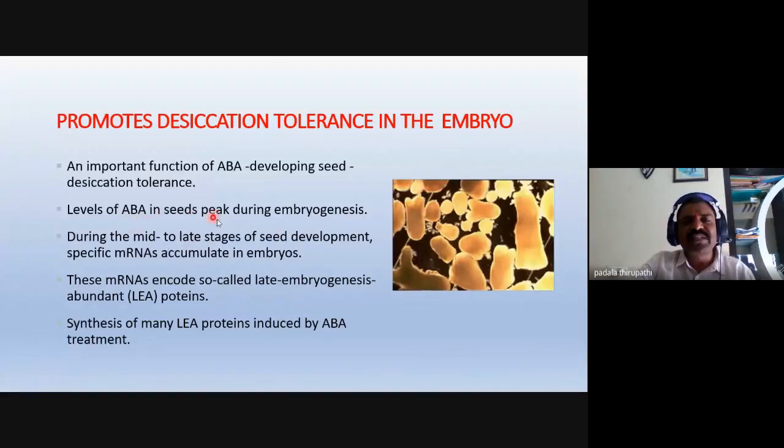The levels of ABA in seed peak during embryogenesis. During the mid to late stage of seed development, specific mRNAs accumulate in embryos. These mRNAs encode so-called late embryogenesis abundant proteins, that is LEA proteins. The synthesis of many LEA proteins is induced by ABA treatment.